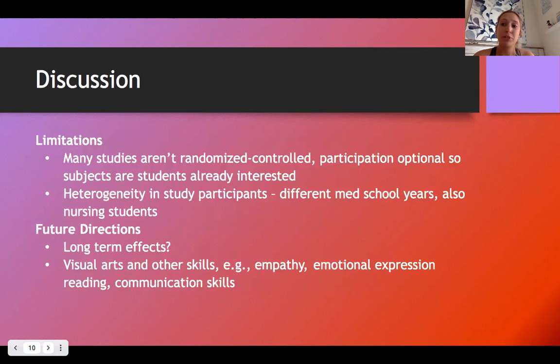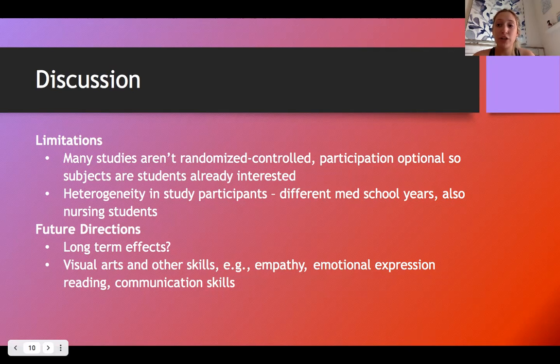To wrap up, I want to mention a couple of limitations and where I think we should go next. First, many of the studies look at already existing programs, so the subject samples are people with baseline interest and intrigue in the topic, which could skew results. Second, there's a lot of heterogeneity that exists within the subject samples. There are different year med students, and we would expect a fourth year student to have more refined observation skills than a first year. Also, there are many studies that use medical and nursing students, which I don't think specifically limits the results of those papers.